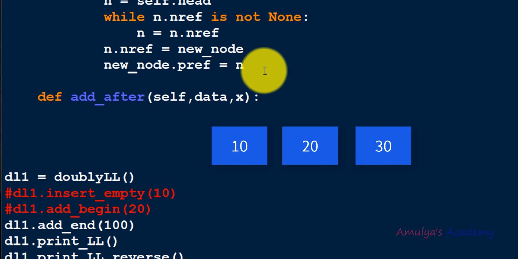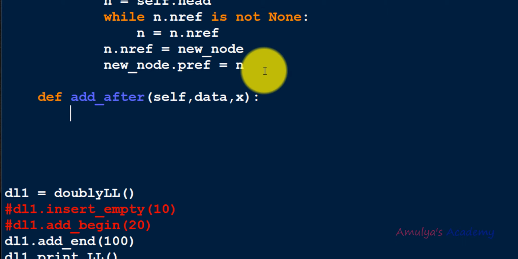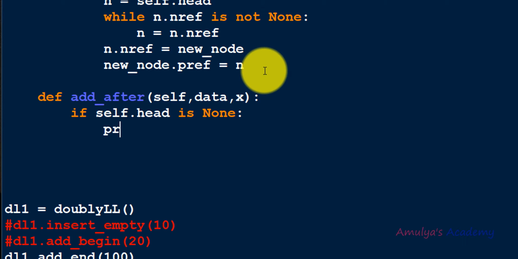For example, if my doubly linked list contains 10, 20 and 30, and I want to insert the new node after 20, then I'll take x as 20. So here x is the data of the node. Next, the first step is to check whether the doubly linked list is empty or not. To check this, we use self.head is None. So I'll take an if condition and check self.head is None. If it is None, that means the linked list is empty.